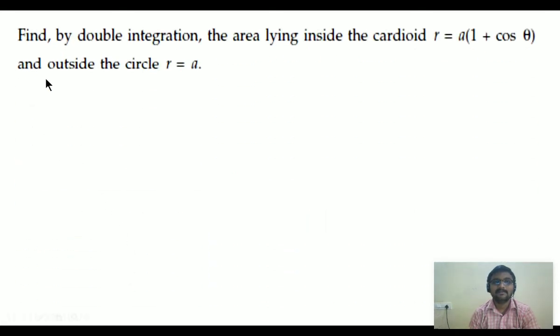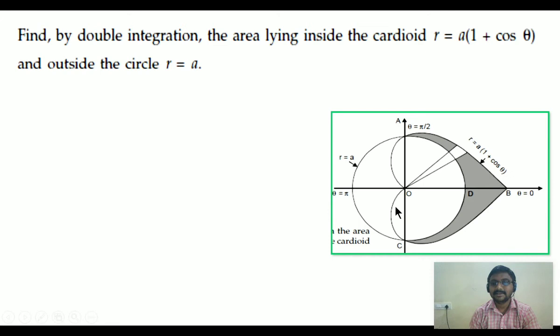Now another problem: find by double integration the area lying inside the cardioid and outside the circle r equal to a. So it is the cardioid and the circle. The cardioid clearly meets theta equal to 0, theta equal to pi by 2, theta equal to pi and theta equal to 3 pi by 2. So we can draw the rough sketch of the region. Simply by taking the intersection points, we take the theta values and then compute the r values, so that the rough sketch is drawn easily.